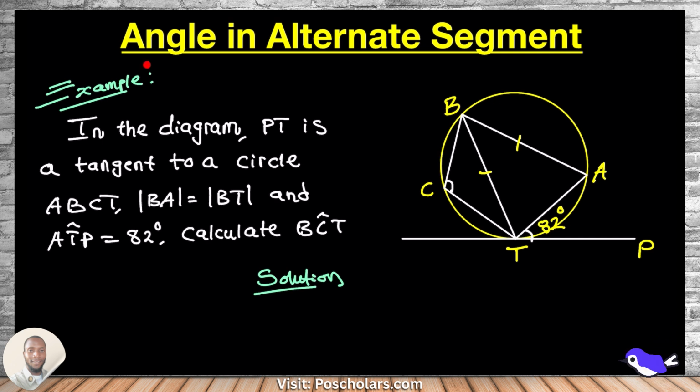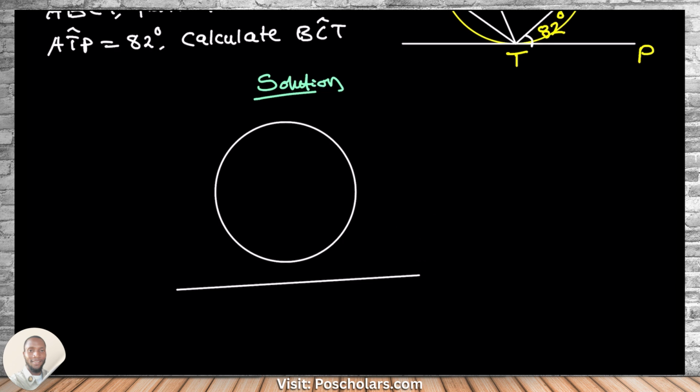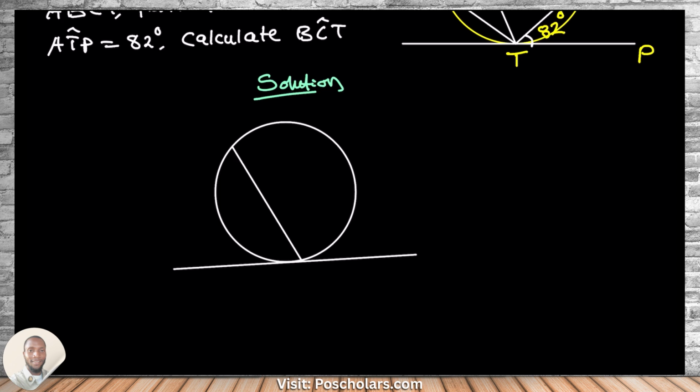So the title of this video is Angle in Alternate Segments, right? Now let's explain this theorem before we dive into this question which we are going to solve together. Now what does the angle in alternate segments theorem say? It simply says if you have a circle, and you also have a tangent. By now you should know what a tangent is. A tangent is any line that touches a circle at one point. Now this is the circle, this is the tangent, and this is the point of tangency. Now if you have a shape like this inside the circle, let me draw it very well.